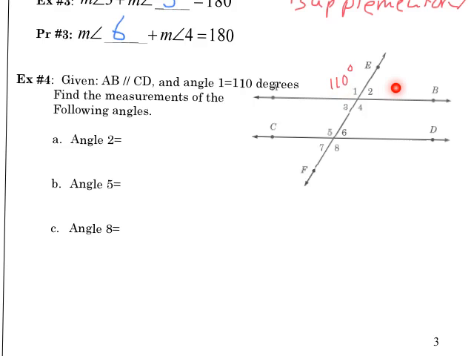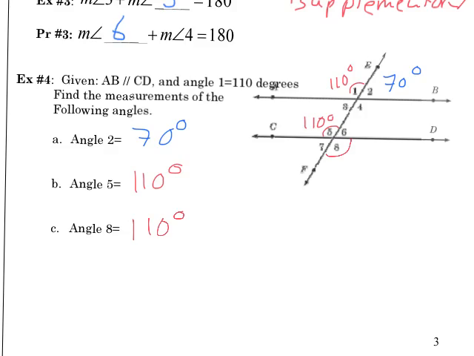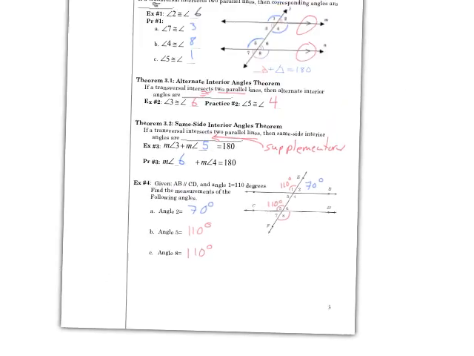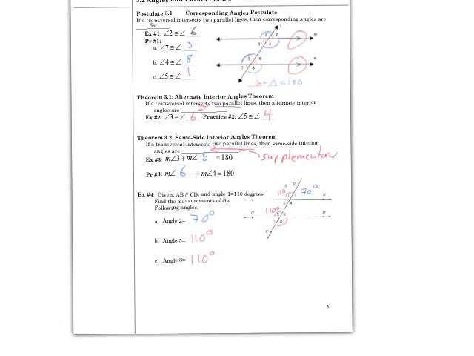Well, angles 1 and 2 are right next to each other on a straight line. Therefore, I know they have to be supplementary. So this is going to be 70 degrees. Okay, then it says find angle 5. Well, look, angle 1 and angle 5 are corresponding. So angle 5 must also be 110 degrees, right? Because they're going to be congruent. And then lastly, angle 8 is also going to be congruent to angle 5 because they're vertical. So we could say that angle 8 is also 110 degrees. Pretty easy stuff once we know those theorems, these problems work out pretty nicely for us. Let's go to the next page.